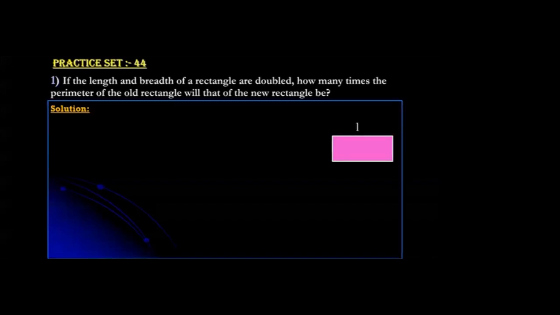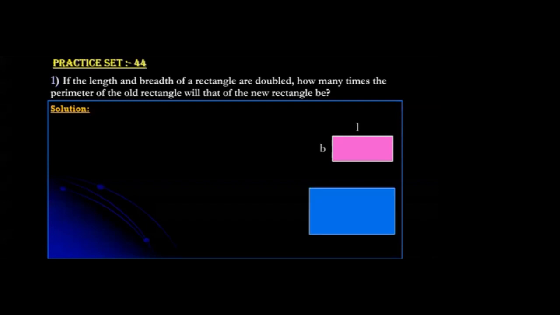See, if we take the length of the old rectangle as L and the breadth of the old rectangle as B. As per the condition given in the question, the length and breadth of the rectangle are doubled. So the length and breadth of the new rectangle will be double of the old rectangle's length and breadth. Old rectangle length is L, so the new rectangle length will be twice of the old one. So it will be 2L and 2B. 2L means 2 times length and 2B means 2 times breadth.